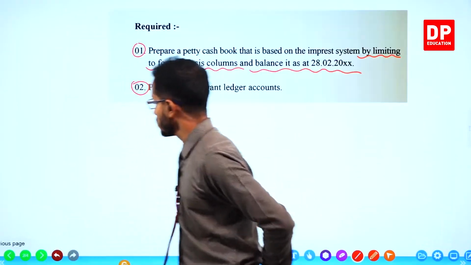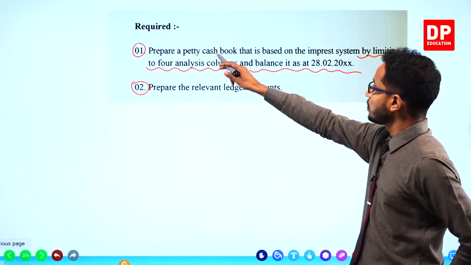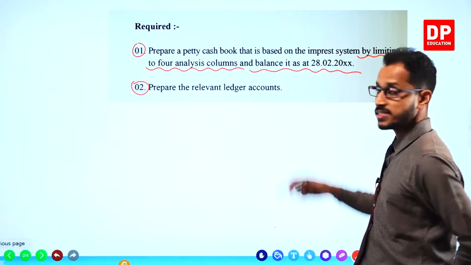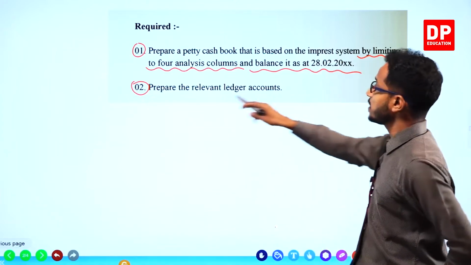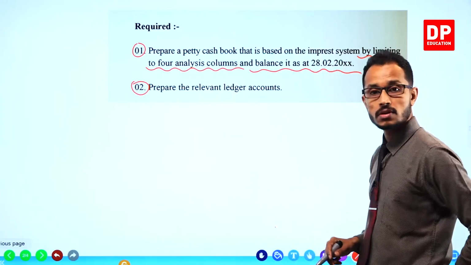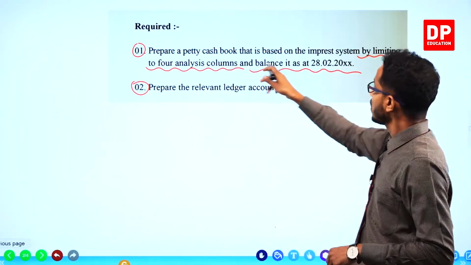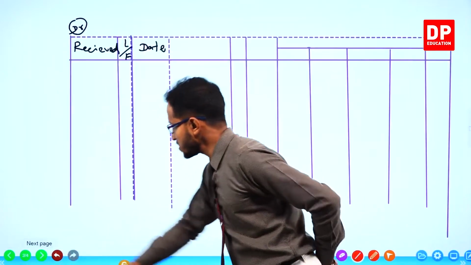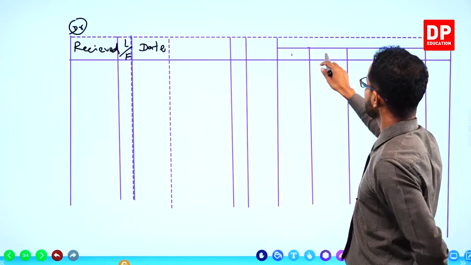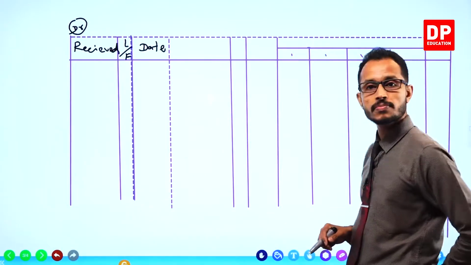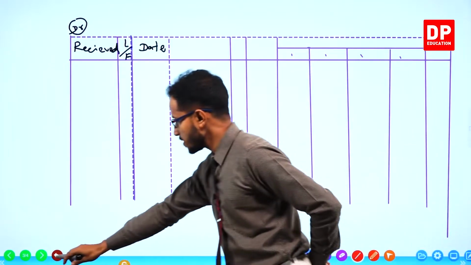If you want to check out the question again, the petty cash book should be prepared based on the Imprest system, limiting to 4 analysis columns. 4 only. All right. Only 4 analysis columns and balance it. Now we have 4 analysis columns. 1, 2, 3, 4. Okay. Done.